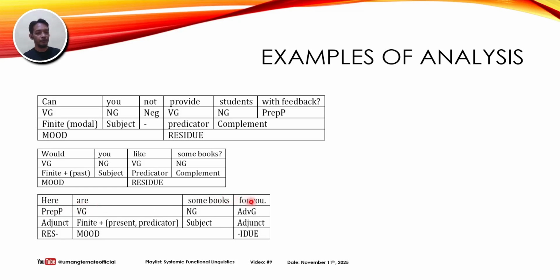Okay, for you. Here, the word here is the prepositional phrase functioning as an adjunct, and because it is an adjunct, it becomes a part of the residue, not the mood block. Meanwhile, the mood block consists of the finite and the subject. And then for you is another adverbial group functioning as an adjunct and is part of the residue block. So you can see here the mood is between the parts of the residue block.